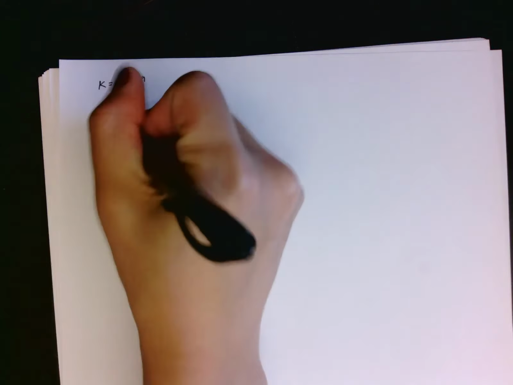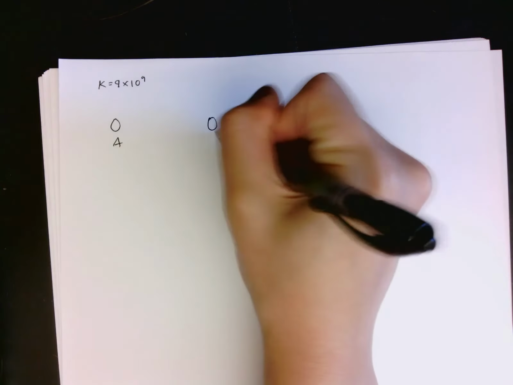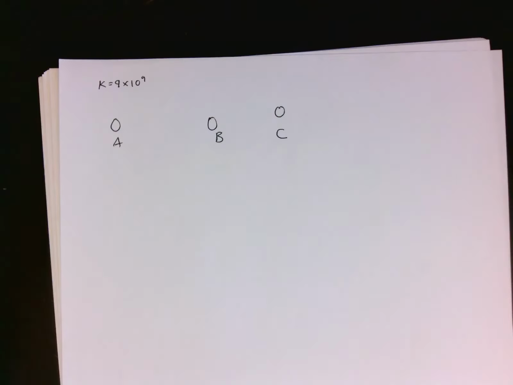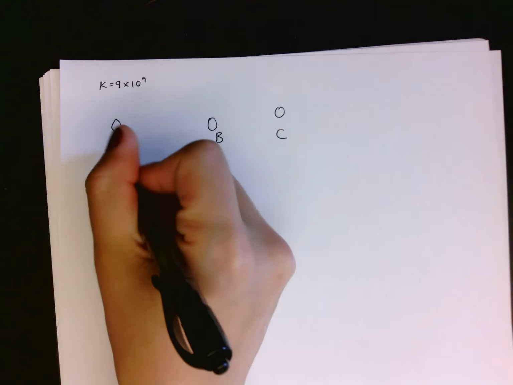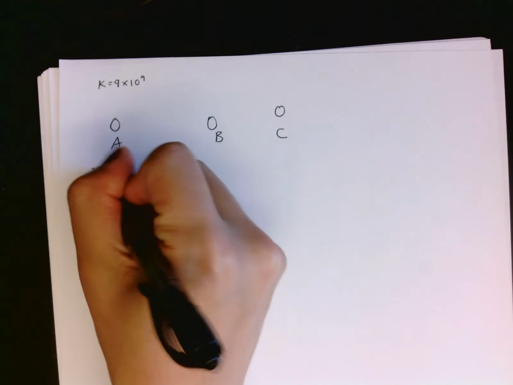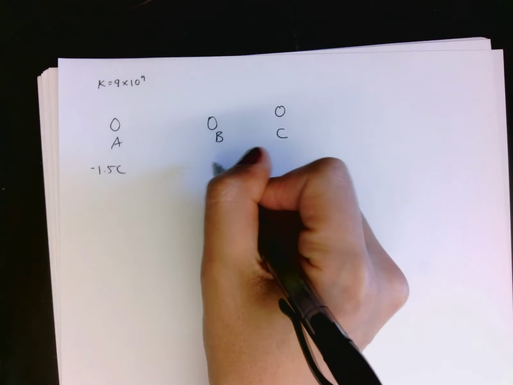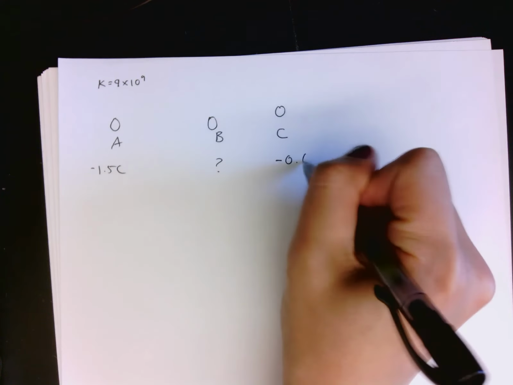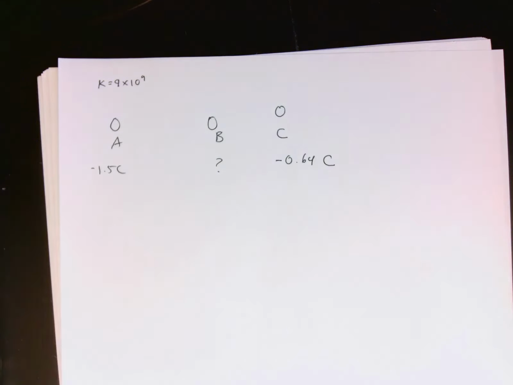Hi guys, today I'll be going over a question from lesson 5.3. In this question we're given three charges, A, B, and C. The charge on A is negative 1.5 coulombs, B is unknown, and C is negative 0.64 coulombs.